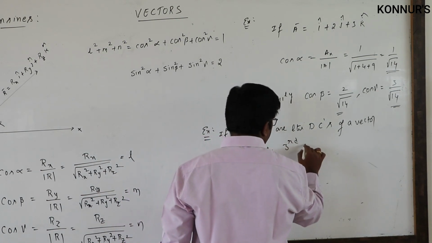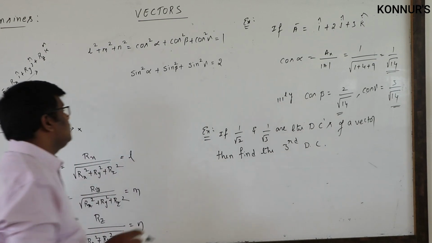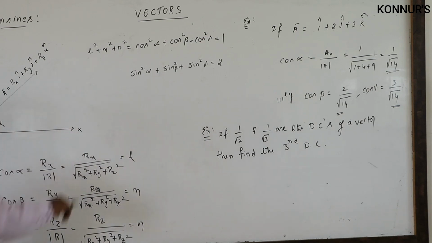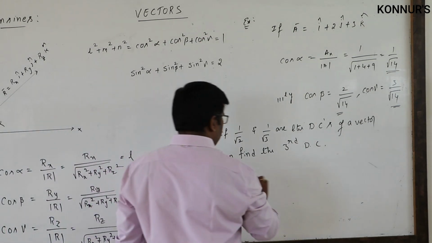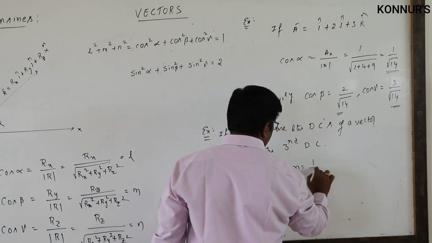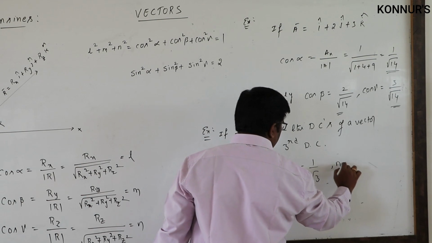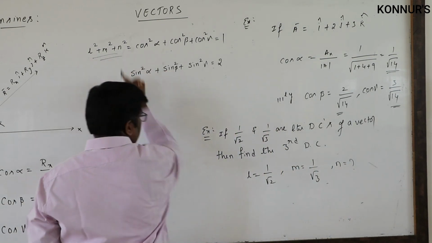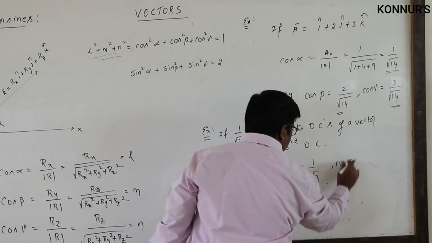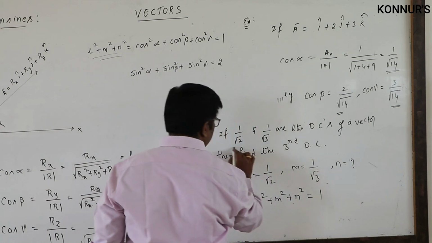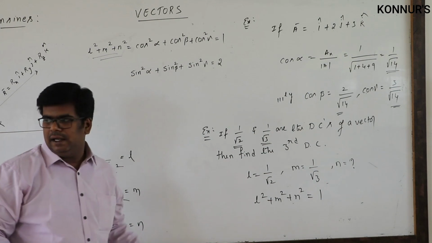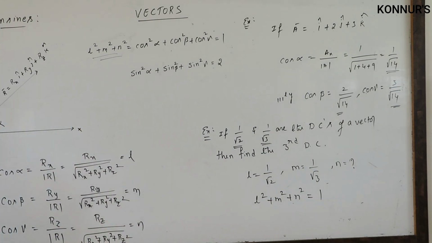third direction cosine. Means, we already know the relation among the direction cosines, that is L square plus M square plus N square is equal to 1. So if you take that, here L is given as 1 by root 2, M is given as 1 by root 3. You want to find the N value, then you can substitute in this relation L square plus M square plus N square equal to 1. So in this relation you can substitute 1 by root 2 and 1 by root 3 and you will be able to calculate the third one, the N value. That is the third direction cosine.